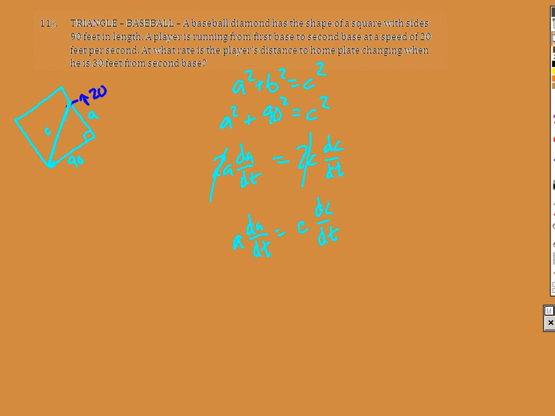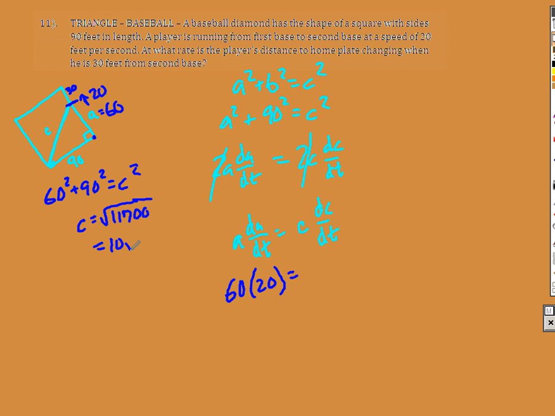So now that we've done our derivative, what is changing? Well, this value of A is changing. At the moment, if he's 30 feet from second base, that means he's 60 feet away from first base here, and that's the number we need to use. So A is going to be 60. It's changing at a rate of 20. What's C? Well, again, we're going to do that 60 squared plus 90 squared have to equal C squared. That means C will equal the square root of 11700, or that'll simplify to 10 square roots of 117. So over here, C is 10 root 117.